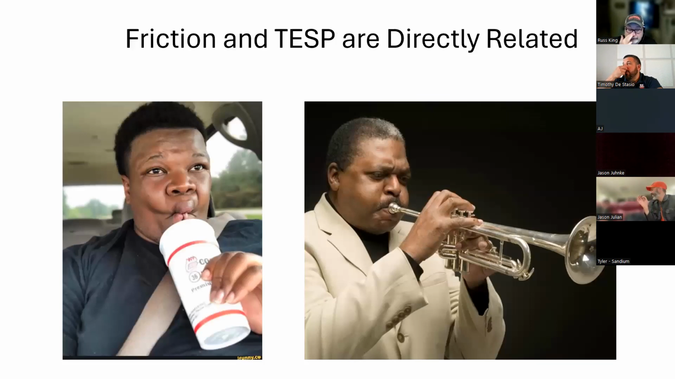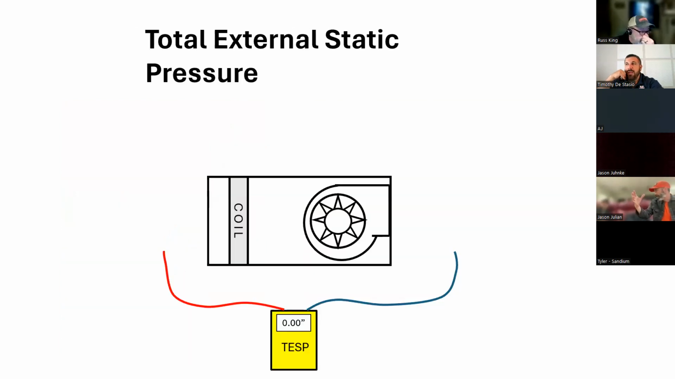Let's talk a little bit about what we start out with: total external static pressure. Friction. Look at the picture on the left. Do you think he's trying to pull through that straw? There's a lot of friction in that straw. What's that doing to the static pressure in his cheeks? He's got a lot of return static pressure, right? On the right, he's trying to blow through a restricted trumpet. What do you think that's doing to the static pressure in his cheeks? Really high. So when you have more friction in the ducts, the only other result is that you're going to create a lot of pressure in the ducts when you try to move that same amount of air.